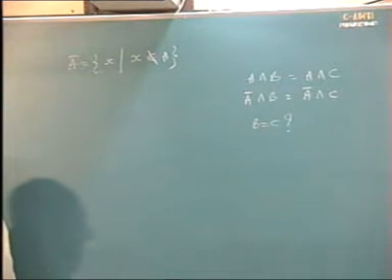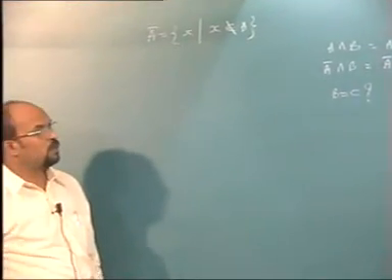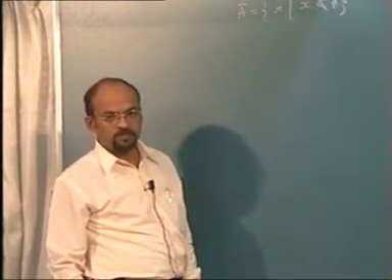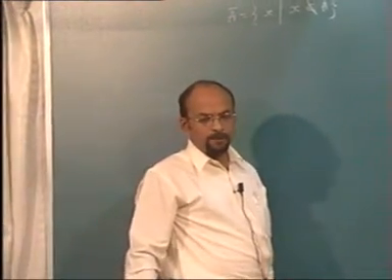Is A intersection C? That is given, right? So how do we do it?